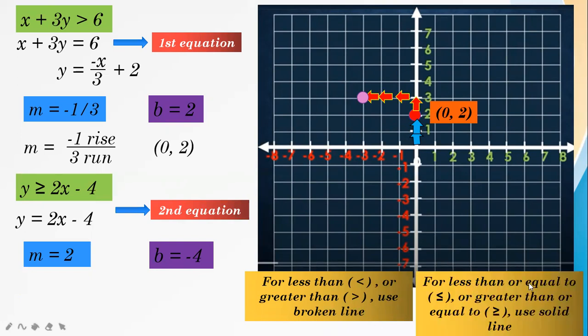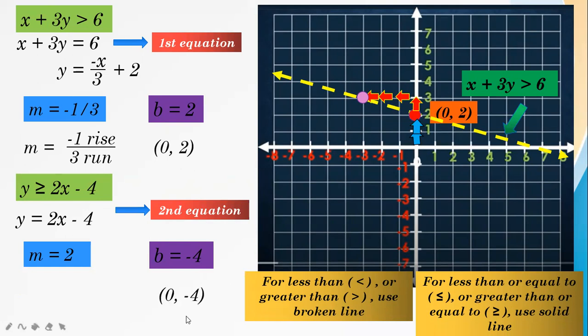And then for less than or equal to, or greater than or equal to, we use a solid line. But this time, we use a broken line because of the symbol of greater than. Next, second equation. This will be your slope, and this will be your y-intercept. So this will be your line. That will be your first equation.